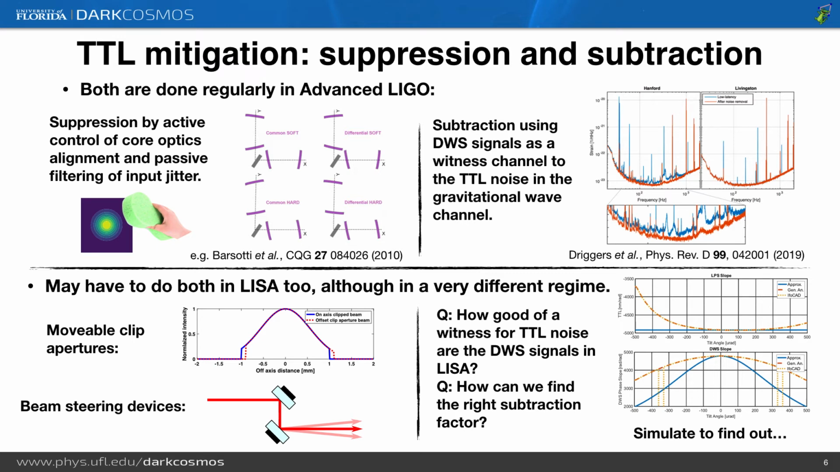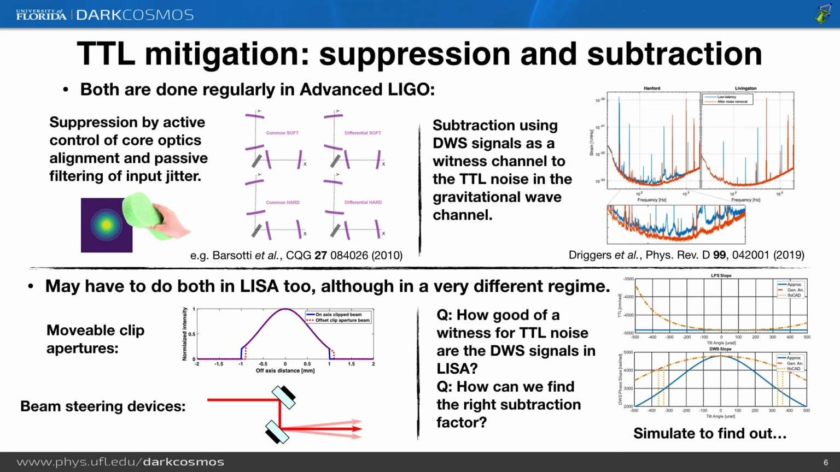Proposed suppression methods include using a movable clip aperture or beam steering devices to minimize the TTL coupling at source. Simulations will be important though to see how effective these methods are, and crucially to determine how to adjust these devices during the mission. There are several questions we need to answer about the coherent subtraction option as well.